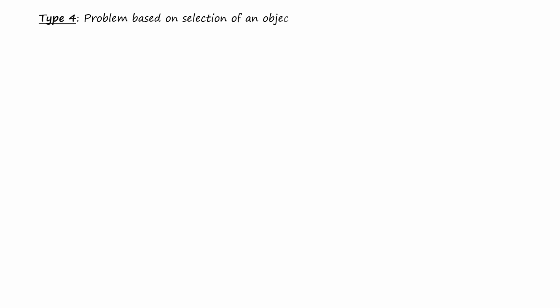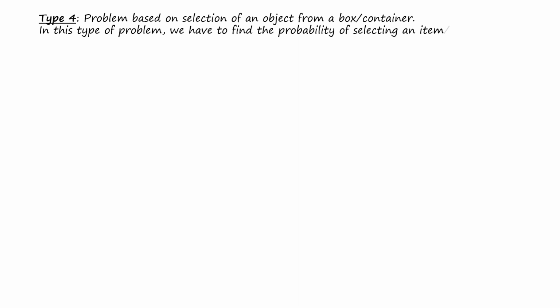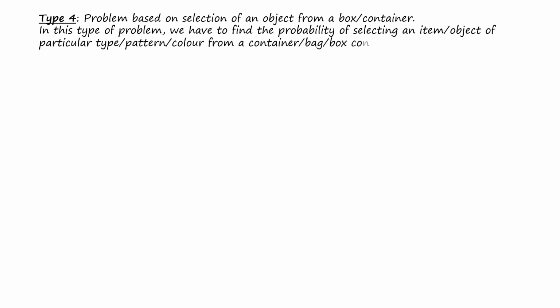Type 4. Problem based on selection of an object from a box or a container. In this type of problem, we have to find the probability of selecting an item or object of a particular type or pattern or color from a container or bag or box containing such objects. Let's see some examples.